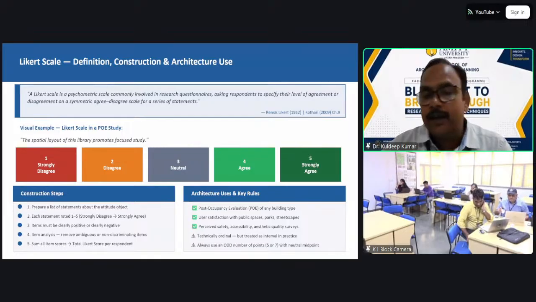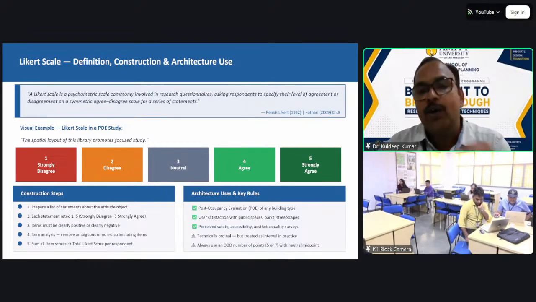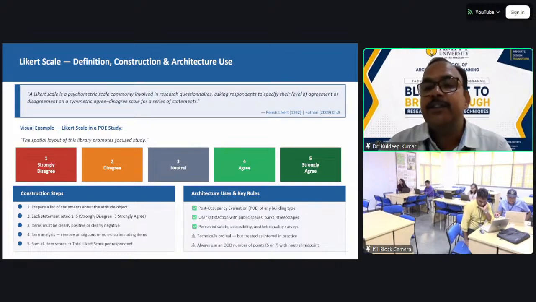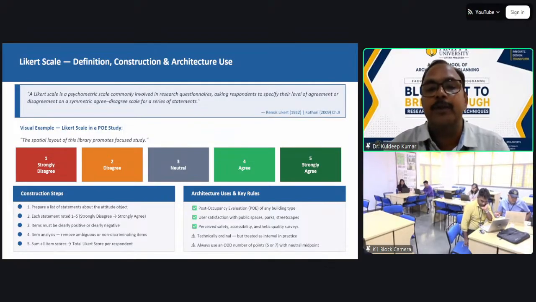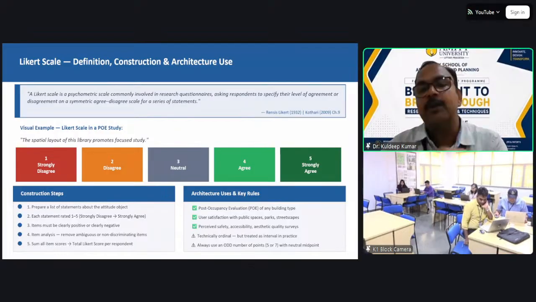Here there are two critical rules which we have to remember. Likert data is technically ordinal data, but in practice, when you have a 5 or 7 point scale and a reasonably large sample, it may be treated as interval data for the purpose of calculating means. This is also an acceptable convention. The second important part is to always use an odd number of points, so that there is a genuine neutral point in between.